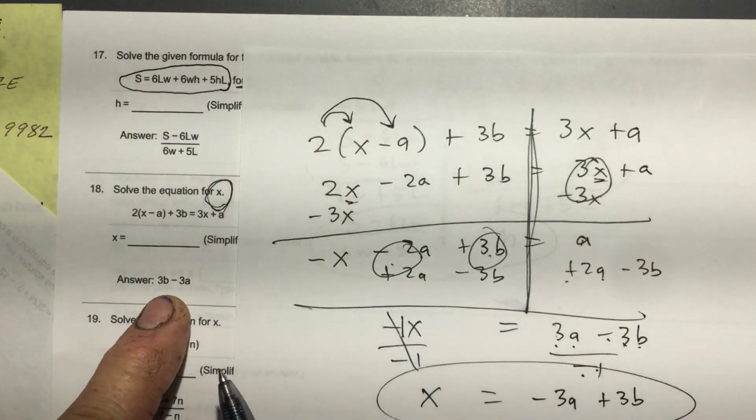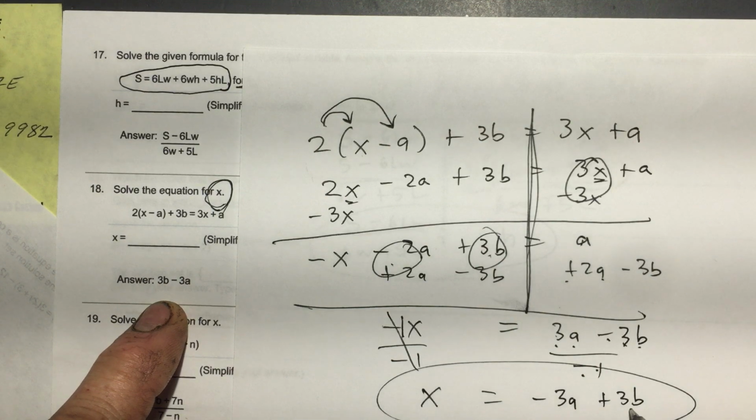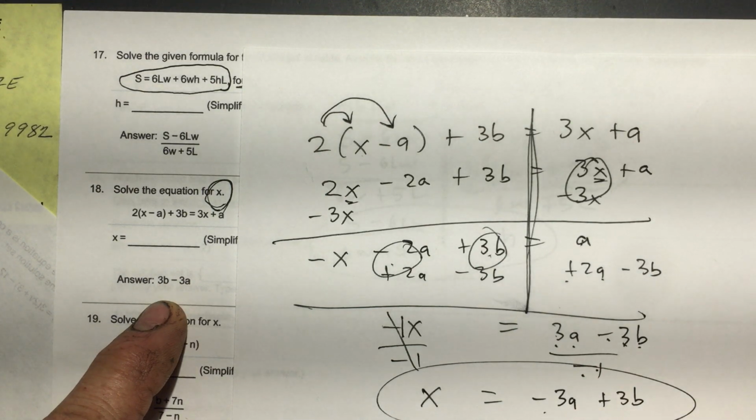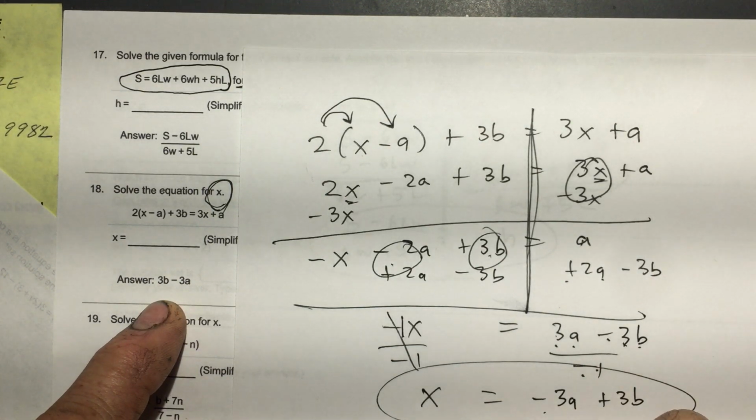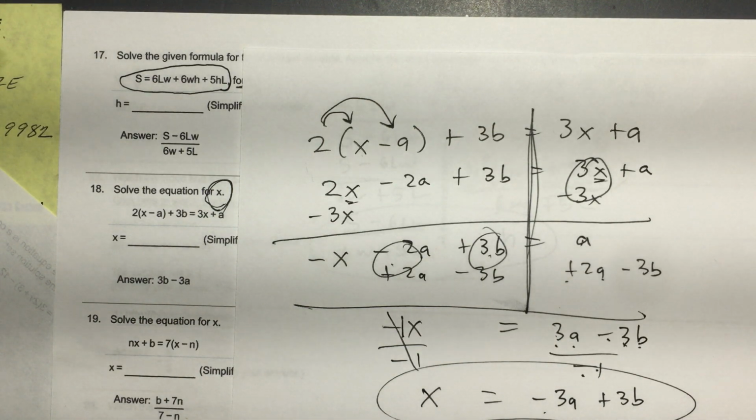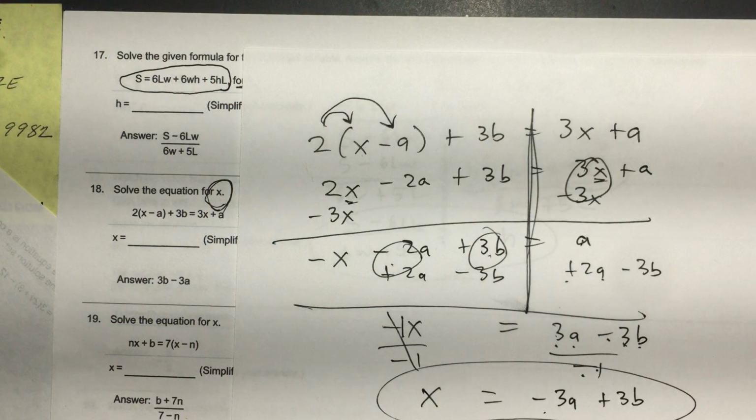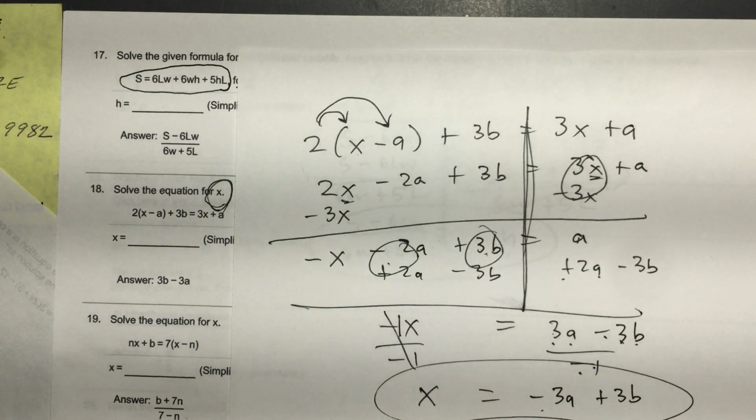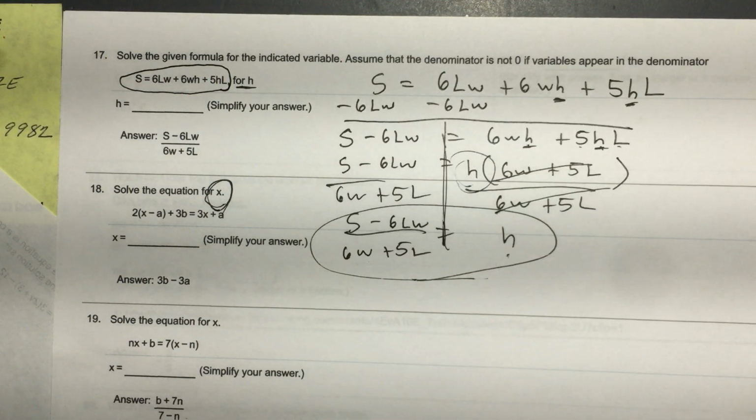Now if you notice over here, they switched them. See, they just put the 3b first, and then the minus 3a, put that second. So this is how they put it. I believe if you put it in that way right there, it will count it right on the computer. Okay.